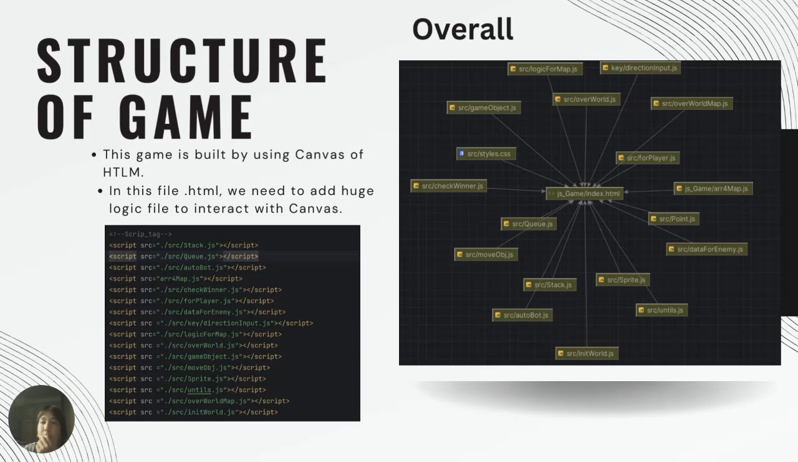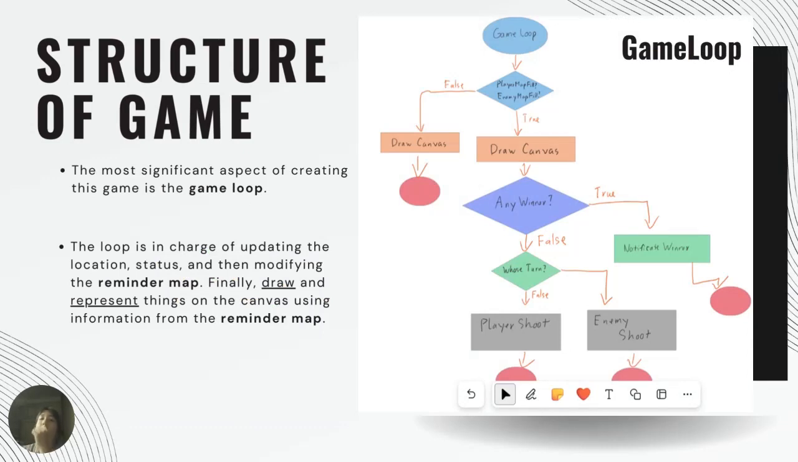Structure of games. On the left and on the right is the overall map for this game. We build it by using HTML and many logics in JS to interact with canvas. The most important logic of the game is the game loop.